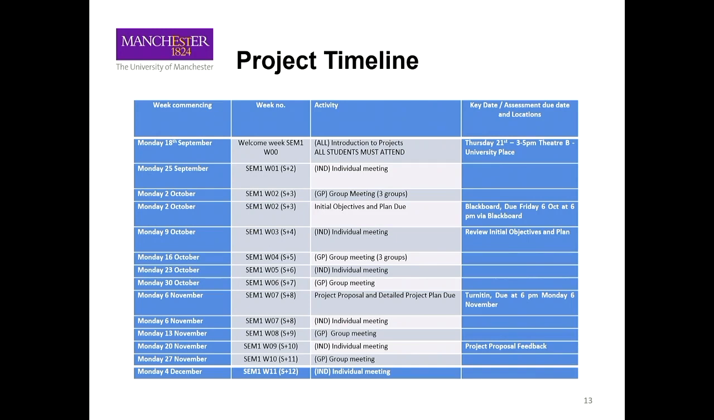The first two group sessions are joined between two or three themes. But after that, each theme has a single session on its own. So aerospace and autonomous systems has got their own session. And there are five group sessions in semester one, four group sessions in semester two.